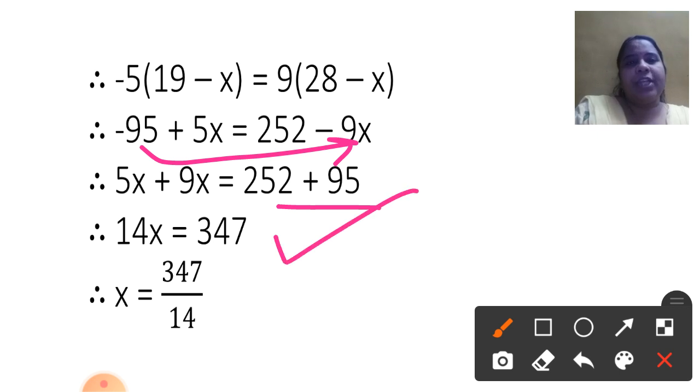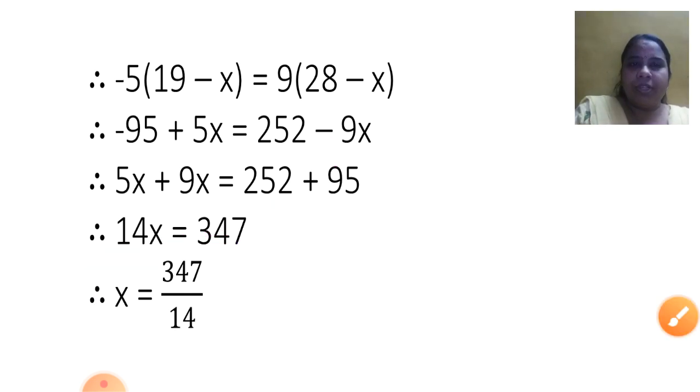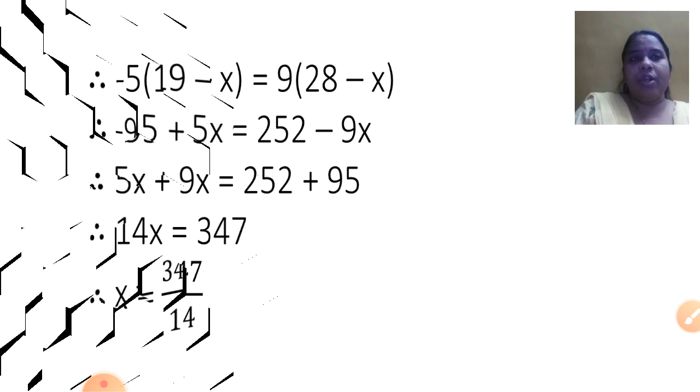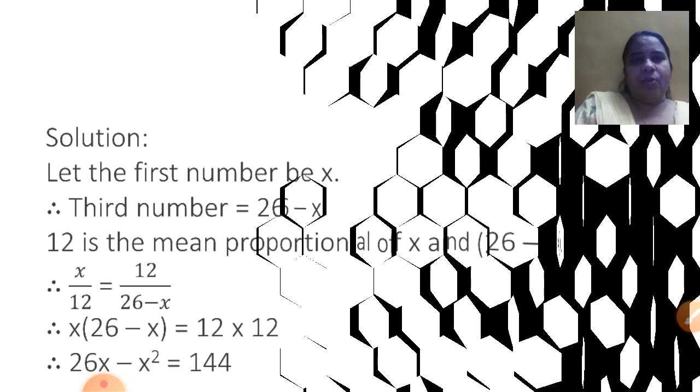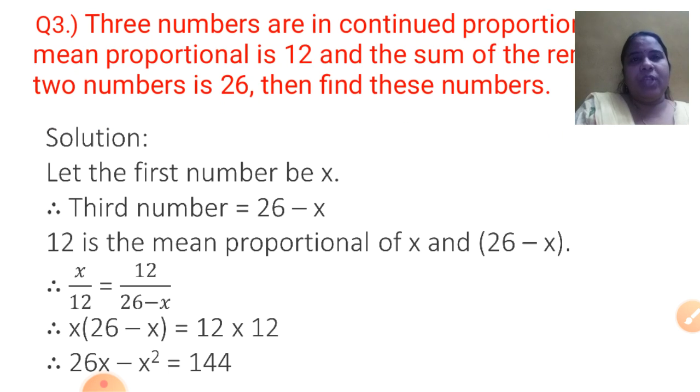So we get 14x is equal to 347. From there, x is nothing but 347 upon 14. As it cannot be further reduced, you need to leave this as the final answer. 347 upon 14. Okay. So these two were exactly same type of sums. Absolutely not difficult or different. Yes, I hope you have understood. Let us move to the next question.